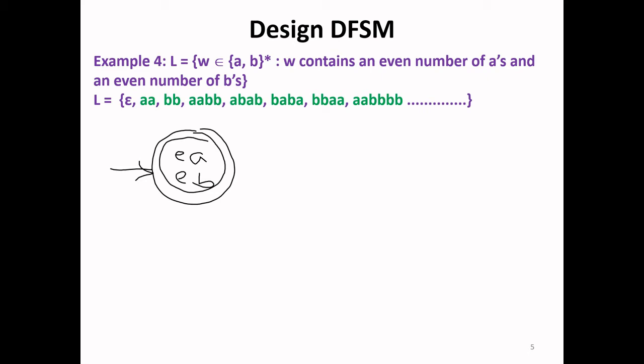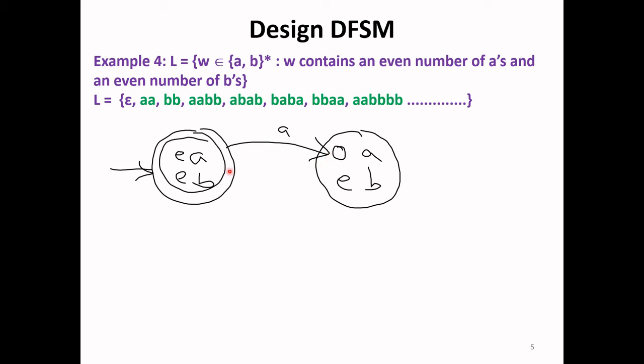So epsilon is accepted. Next, coming to 2 A's. How to design for 2 A's? First A, if 1 A, then is the number of A's even? No. So I have odd number of A's. And what about B's? Even number of B's. That is 0 B's and 1 A. This is for first A. What about second A? Second A must reach the final state.